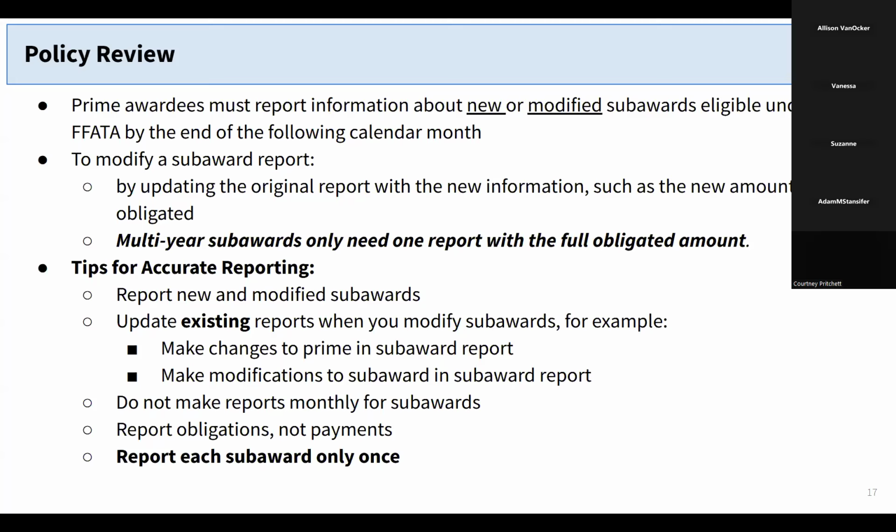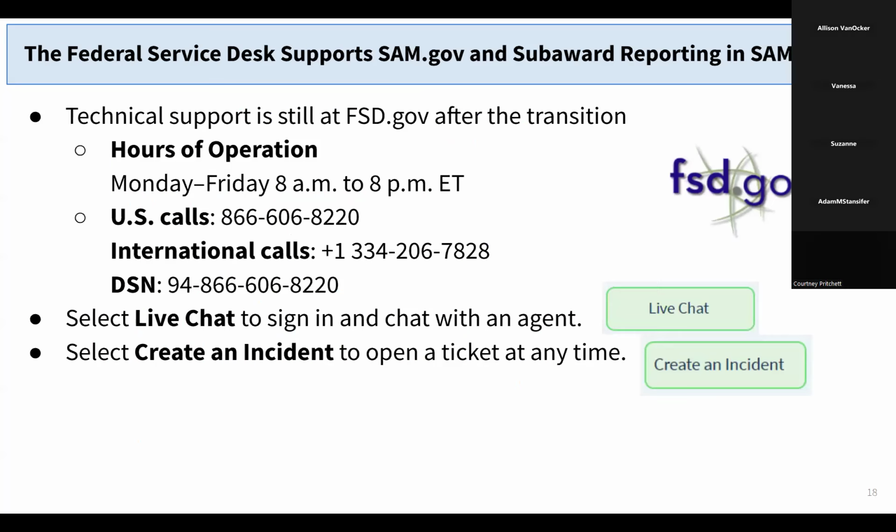You only need to report that full $50,000 amount in this example. And then once you've reported that, unless the dollar amount changes, that's all you needed to do. Again, report each subaward only once. Just maintain the existing award. We're trying to make your life as easy as possible. Unless it's a brand new subcontract or subaward agreement, you only need to update the existing report as opposed to creating a brand new report.